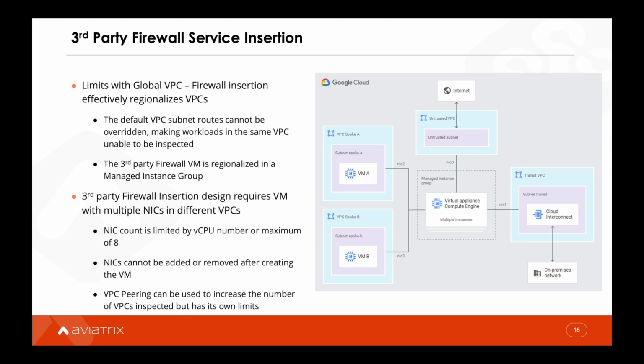If your third-party firewall or next-generation firewall insertion design requires a VM with multiple NICs, remember, the maximum count is 8. And once the NICs are connected to the virtual machine, once you deploy this next-generation firewall virtual machine, you cannot add any more NICs to it. You can argue that VPC peering can be used to increase the number of VPCs inspected, but remember, VPC peering has a limit of 25 only.